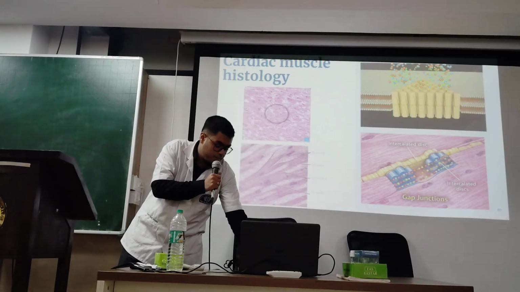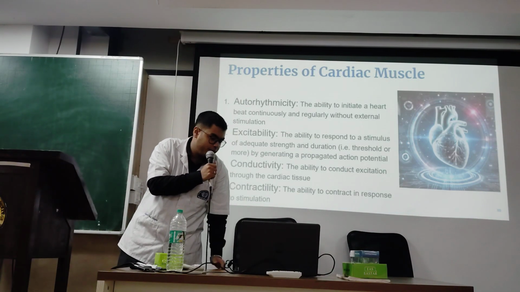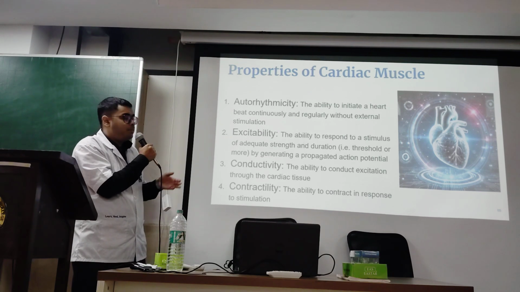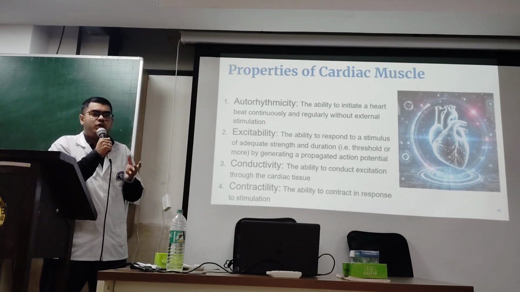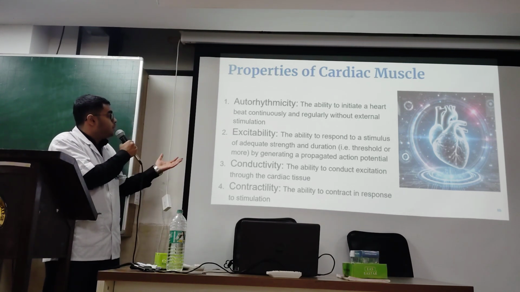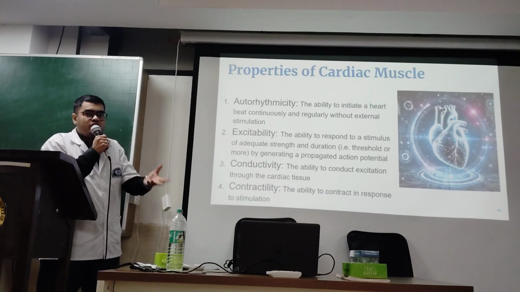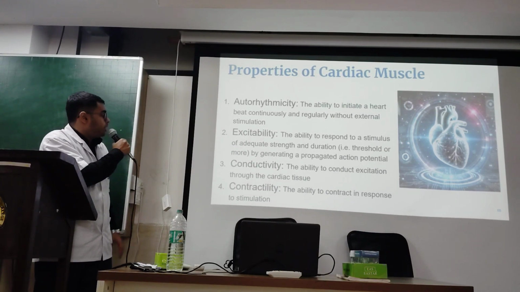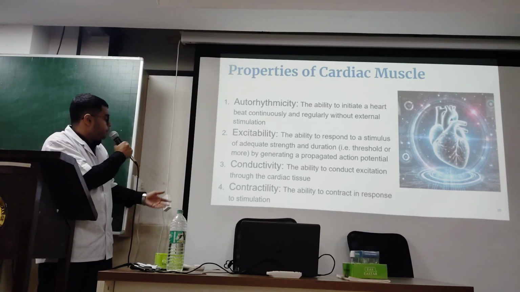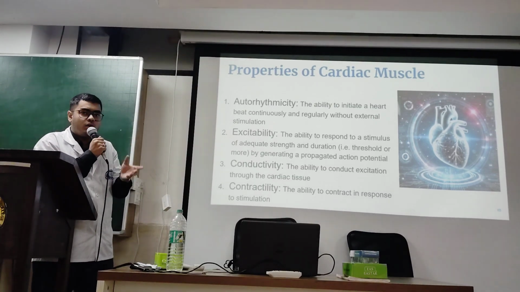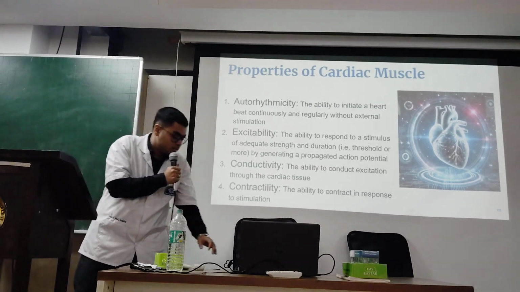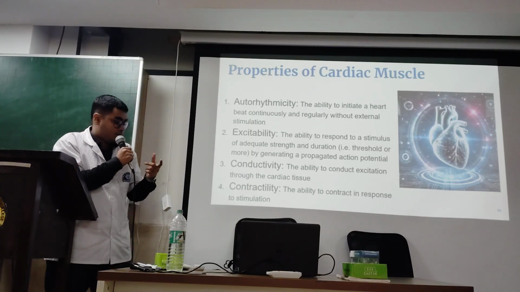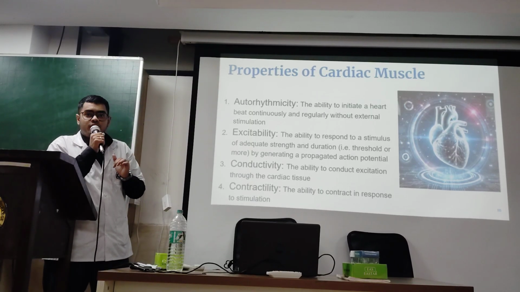So before moving to cardiac muscle histology, let us see some properties of cardiac muscle, like autogenicity, the ability of the heart to initiate an impulse without any external stimulation. Then excitability, the ability of the heart to respond to a stimulus by generating a propagated action potential. Then conductivity, to conduct the impulse, and contractility, to contract in response to stimulation. There is one more property: cardiac muscle has very limited regeneration capacity.